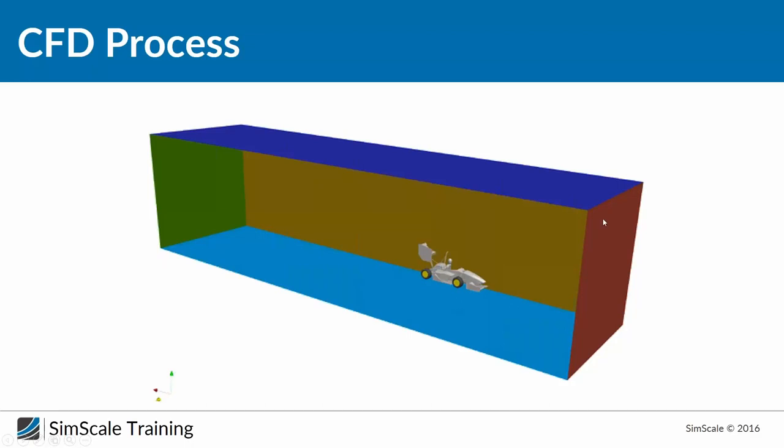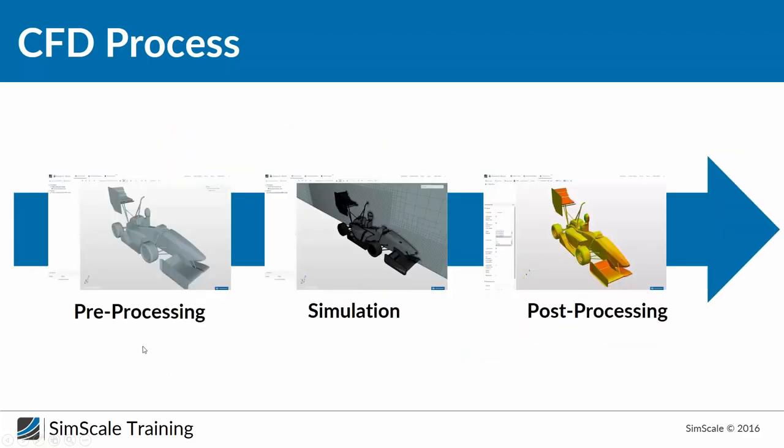What you can see here is the inlet, which is red, and green is the outlet. The blue wall is a very similar setup to the one we used last time. So blue will again be a frictionless wall, and brown will be a symmetrical plane. What we will do right now is pre-process the model, so we will mesh it. We will set up the simulation, and then I will show you some post-processing.